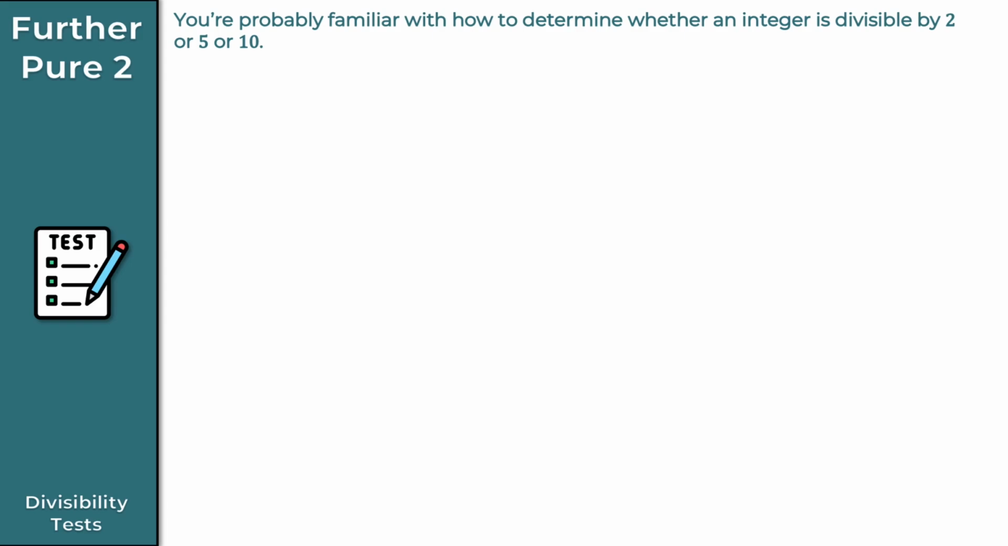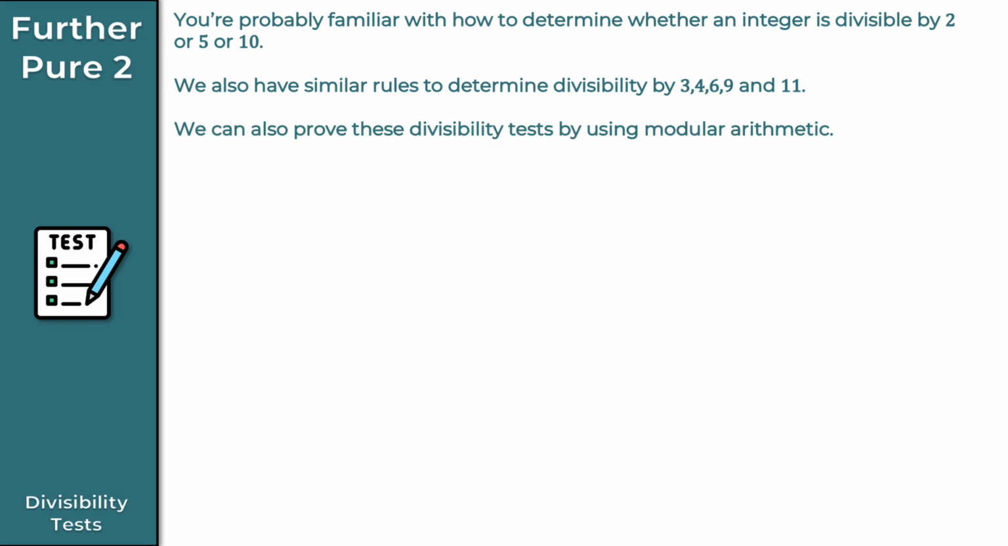In this video, we're going to take a look at divisibility tests. You're probably already familiar with how to determine whether an integer is divisible by 2, 5, or 10. We also have similar rules to determine divisibility by 3, 4, 6, 9, and 11. We can also go on to prove these divisibility tests by using modular arithmetic.